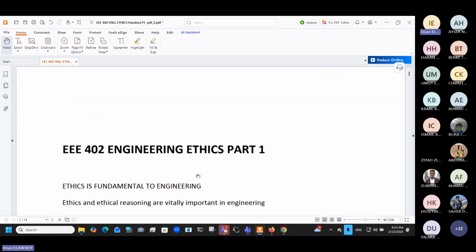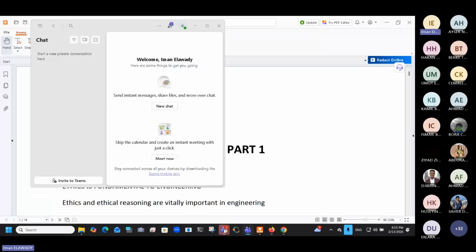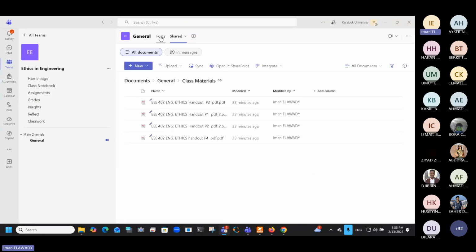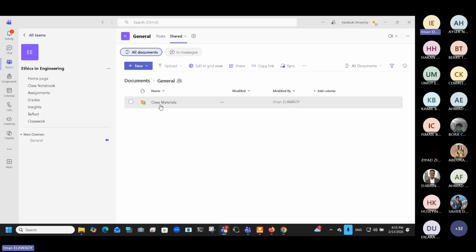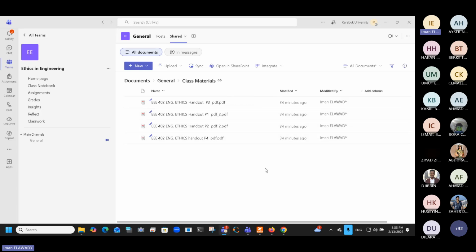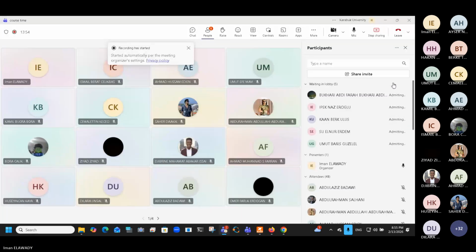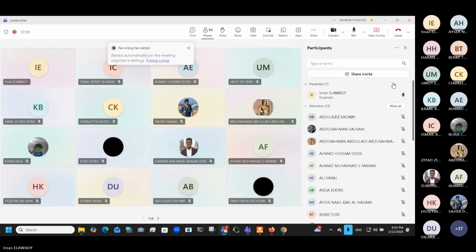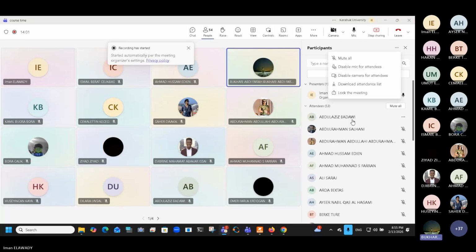This is the first document. You can download it, as I said, for the ones who came late. In the class material, under posts, shared, class materials, you can download all of them. As the first file, we will need Part 1.